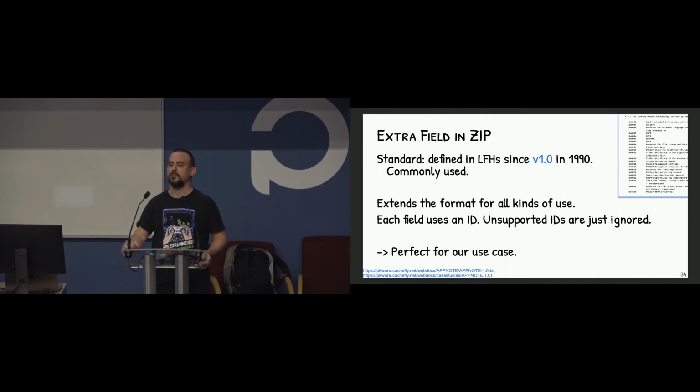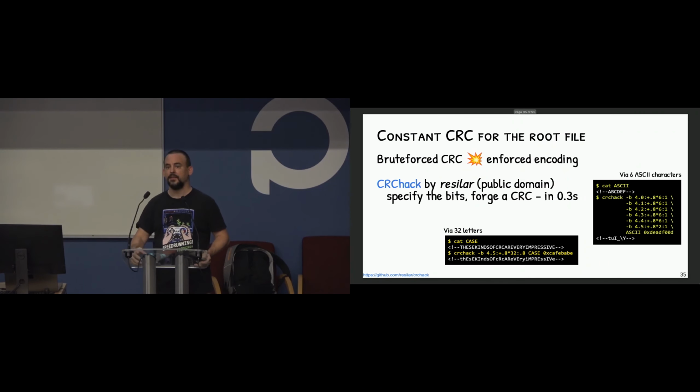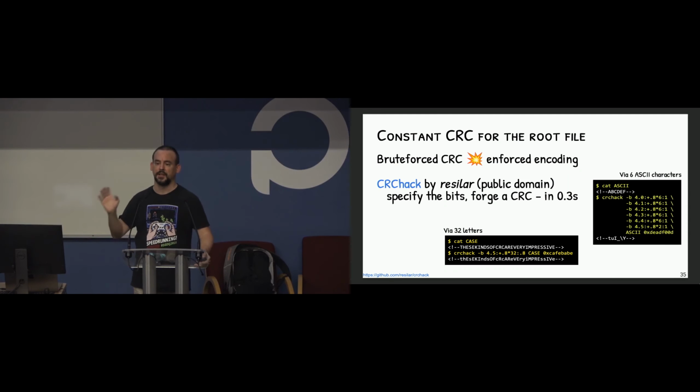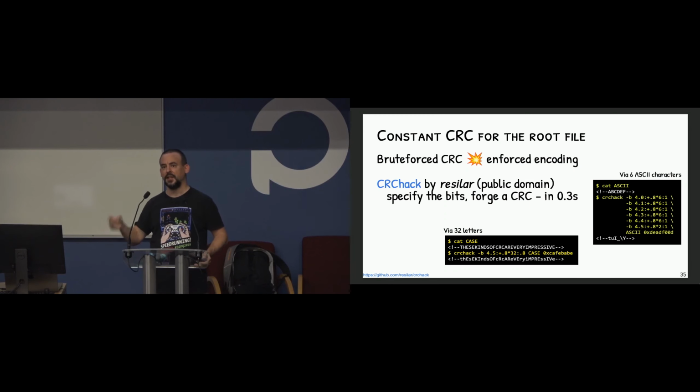We'll just store the collision blocks in the extra field, but because the extra field is stored after the file data, we'll store the collision blocks in an extra dummy file. Now we just need to deal with the CRC. It sounds like forging a CRC32 is very easy, but we need to actually respect the encoding, and there's a very nice open source tool called CRC hack. You just specify which bits you want to exploit for the CRC, and instantly it forges the CRC with the value you want, and you can play with uppercase or just keep the file ASCII, so it's perfect for this use case.